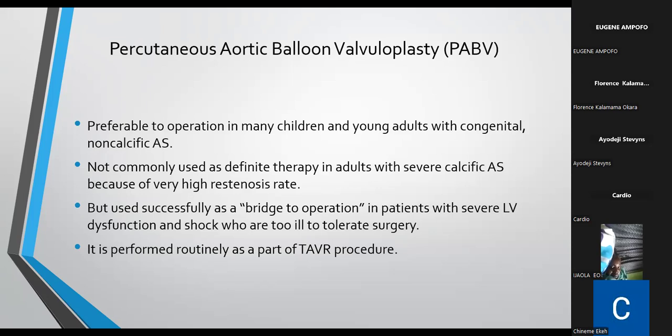Bridge to operation in patients with severe heart dysfunction or shock who are unfit to tolerate surgery. It is also performed routinely as part of the TAVI procedure.